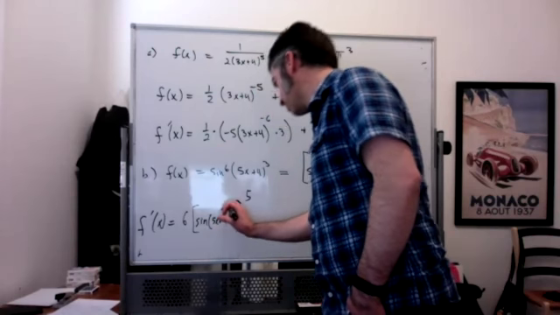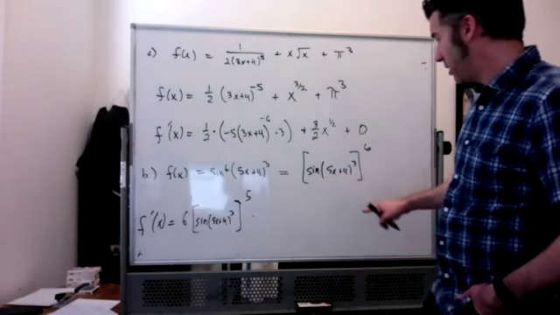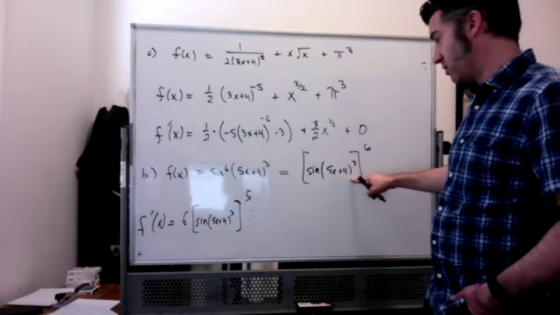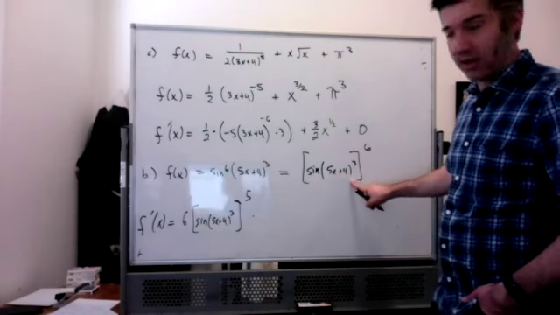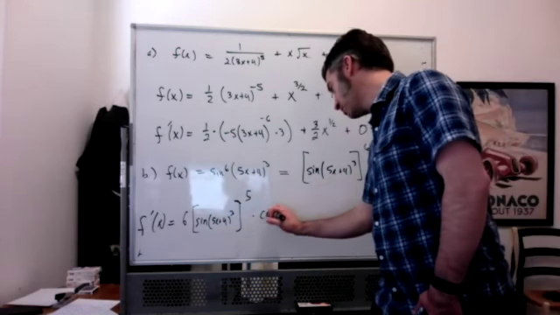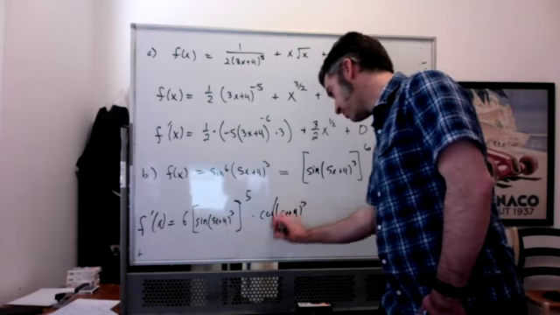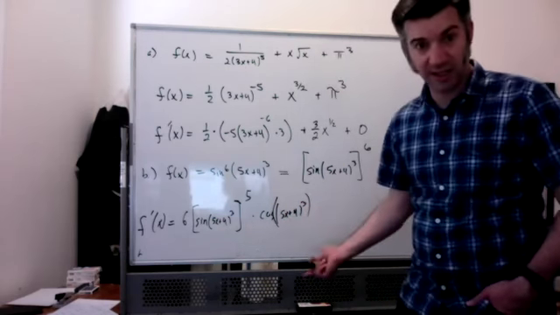But now I have to multiply by the derivative of the inside stuff. The derivative of sine of some other stuff is going to be cosine of that stuff. So the derivative of sine of (5x plus 4) cubed is cosine of (5x plus 4) cubed times the derivative of the inside stuff.